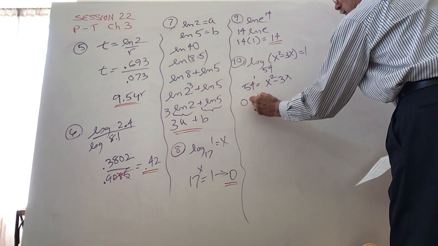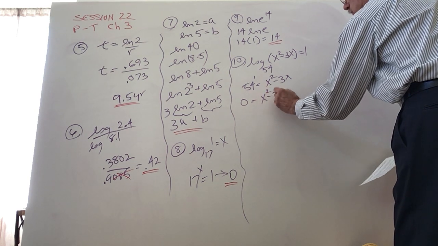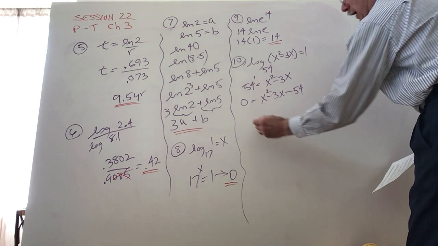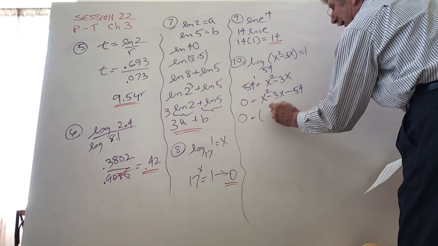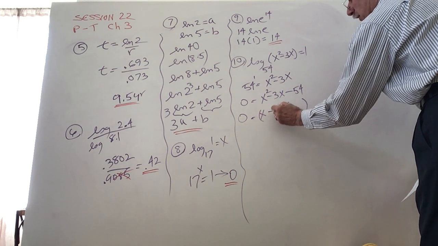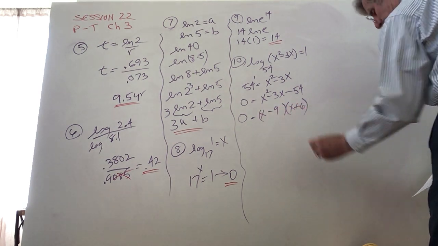Get this all equal to 0, x squared minus 3x minus 54 equals 0. And then, of course, how many times have we talked about this, right? It doesn't go away. Factoring, right? Maybe 9 and 6 I think might work. And check to see before you proceed.